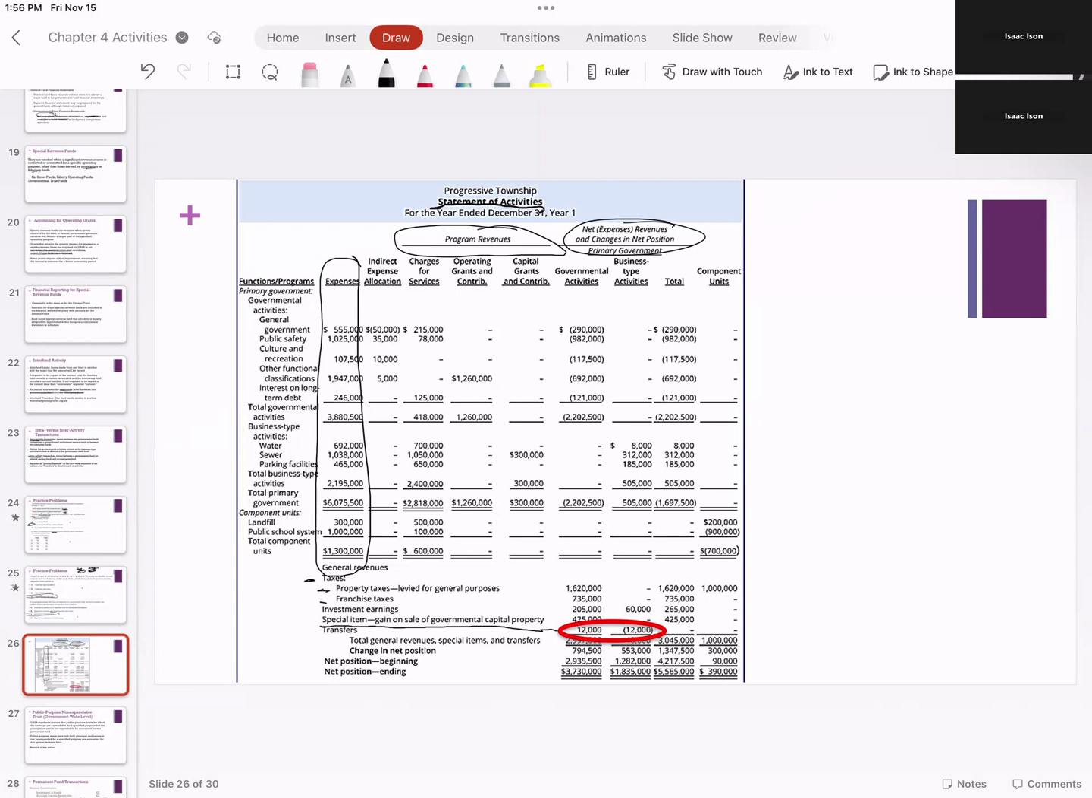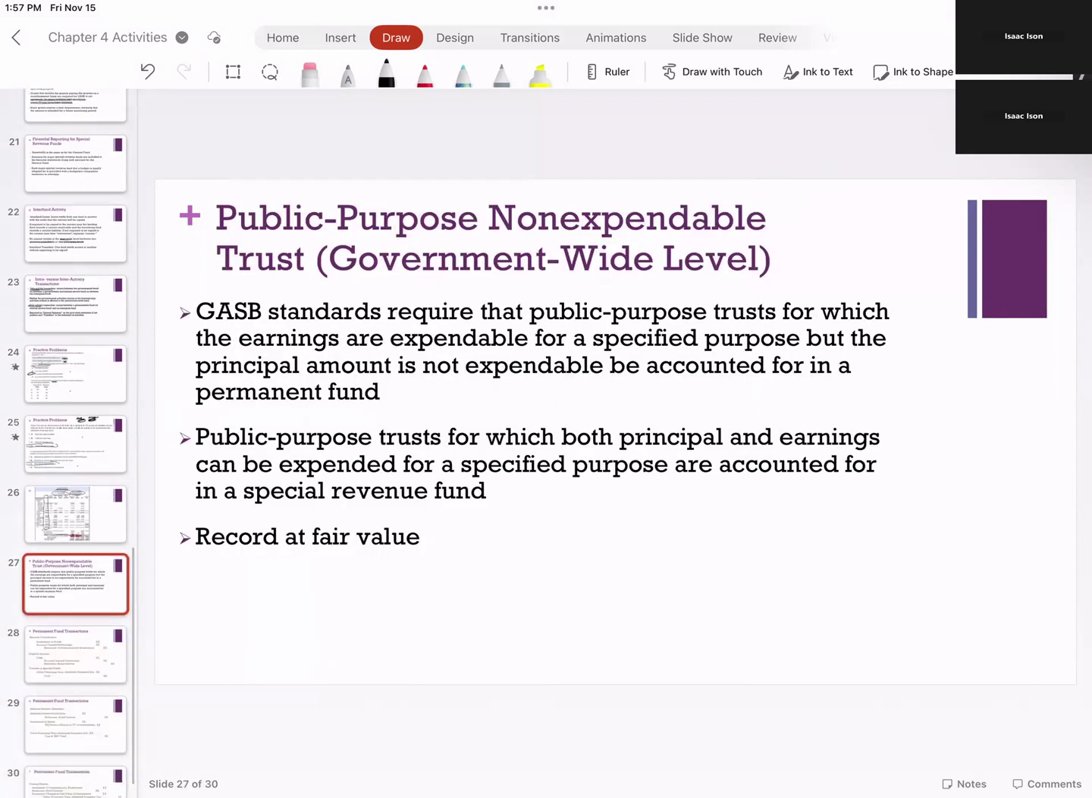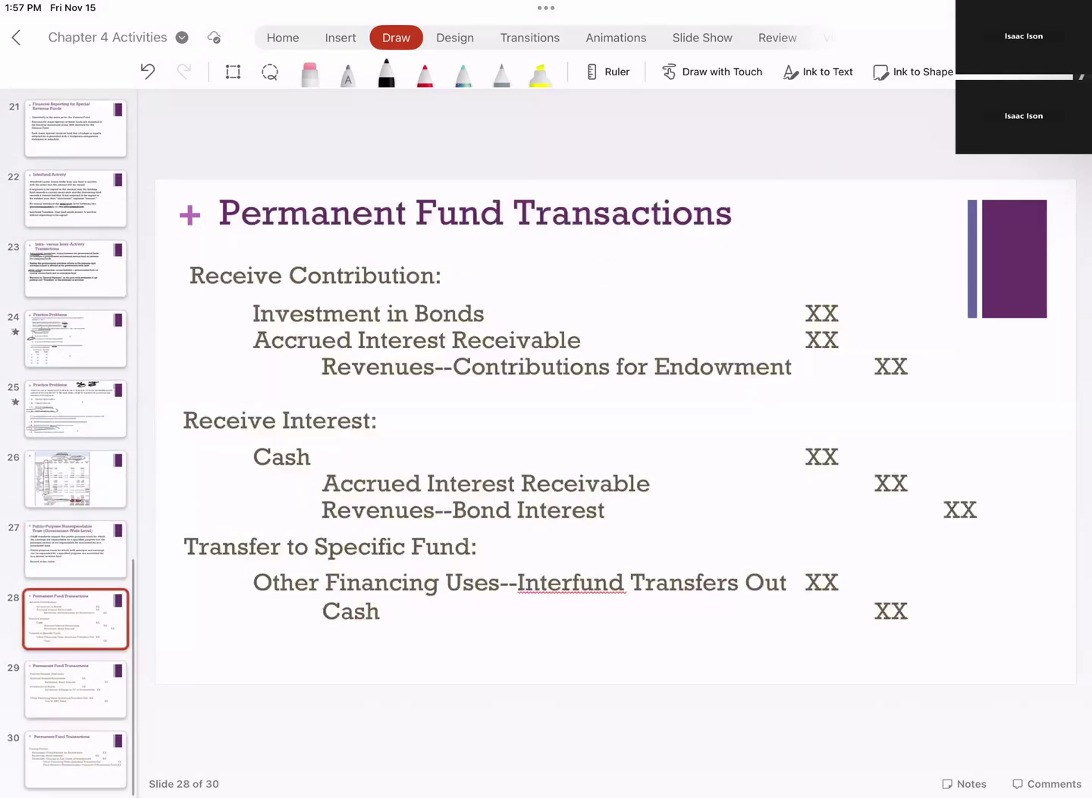Oh, I know. This is talking about something a little different than I was thinking. But a special item is unusual or infrequent, but within a government's control. Can't remember if I've talked with you guys about that. But transfers, you can see, we have a positive amount here, but a negative amount here, and they offset each other. You can read through that on your own.